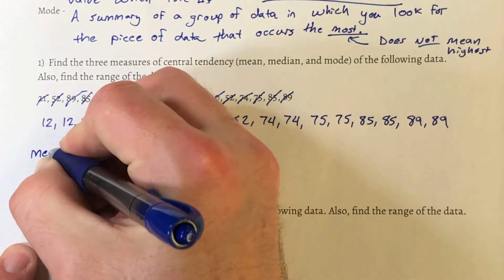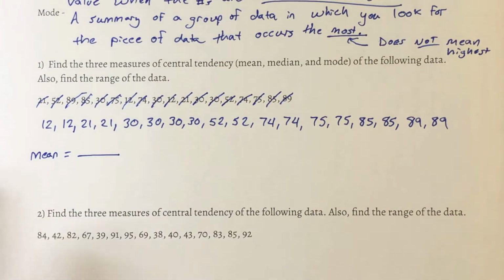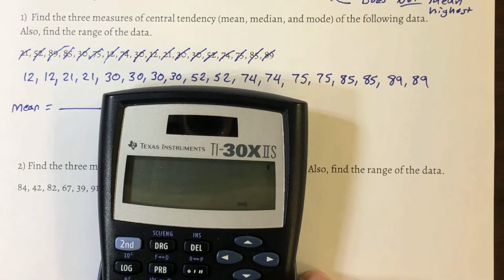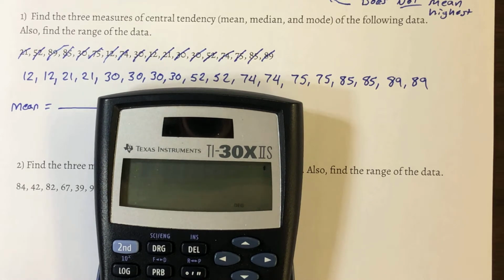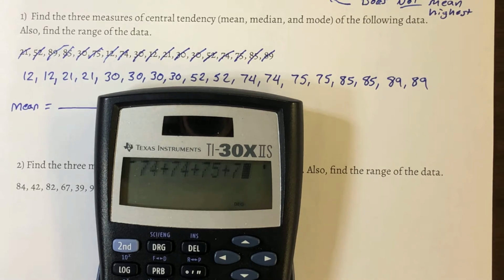So to find the mean, we're going to add up all the numbers and get a total and divide by how many there are. So let's start adding. And if they're in order like this, it makes it so much easier to keep track of. So it not only helps you get your median, it does help with your other numbers. All right, so we've got 12 plus 12 plus 21 plus 21 plus 30 plus 30 plus 30 plus 30 plus 52 plus 52 and 74 and 74 and 75 and 75 and 85 and 85 and 89 and 89.